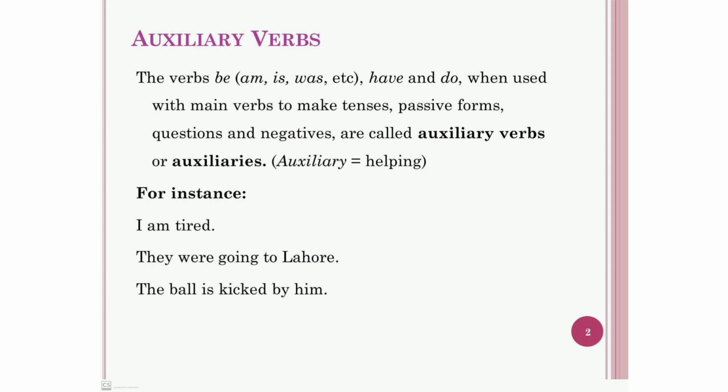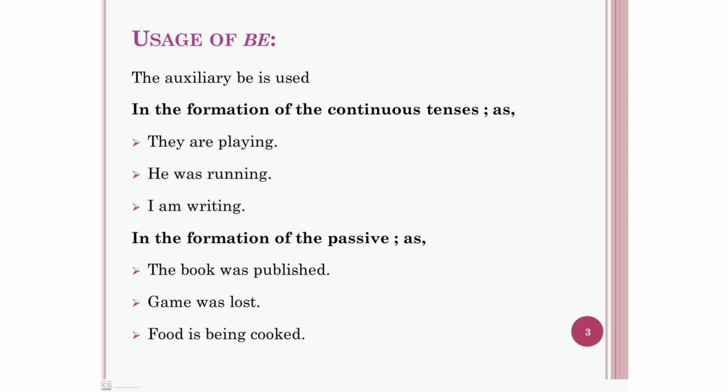In the same way, they were going to Lahore. The ball is kicked by him. These all are examples of auxiliary verbs. Usage of be. The auxiliary be is used in the formation of the continuous tenses, as they are playing, he was running, I am writing. In the formation of passive, as the book was published, game was lost, food is being cooked.